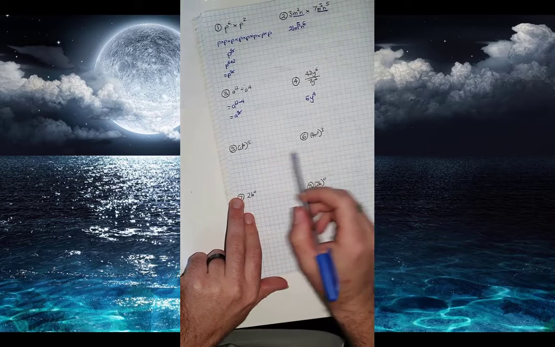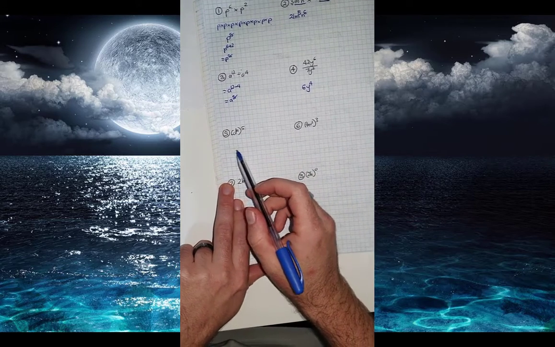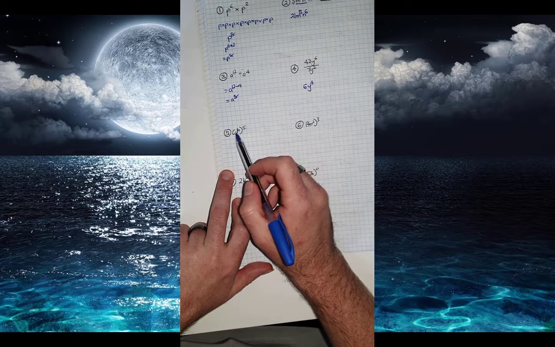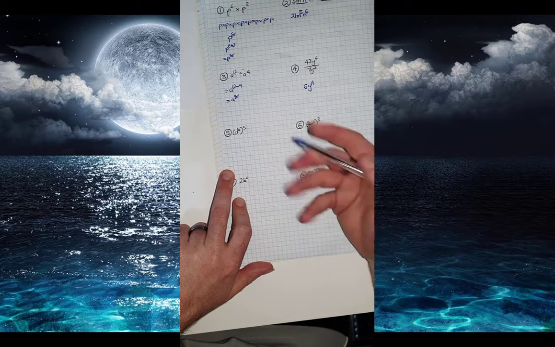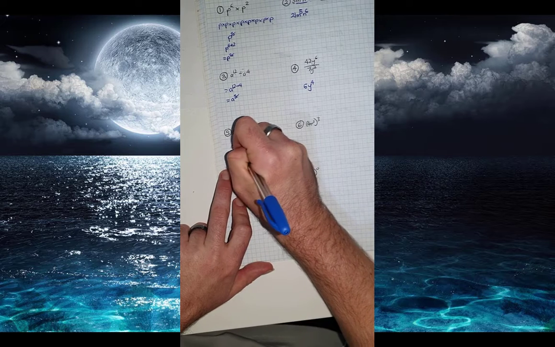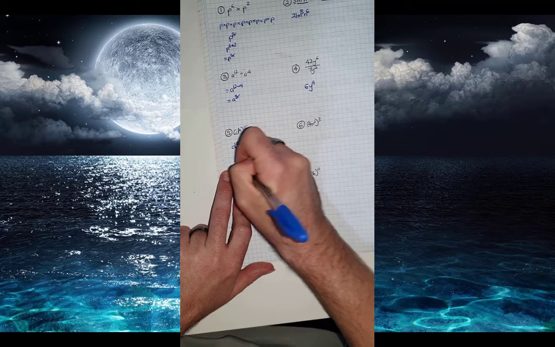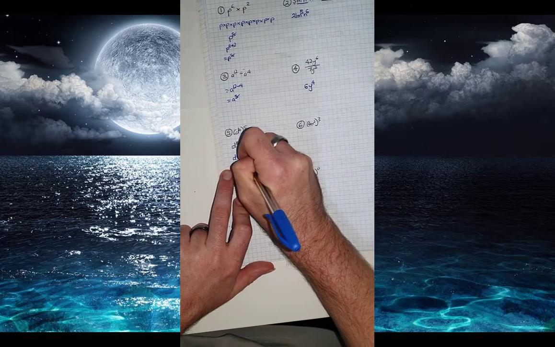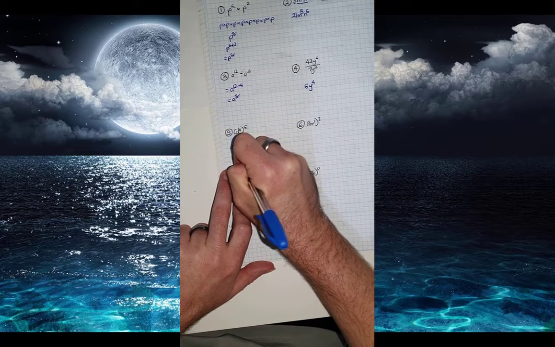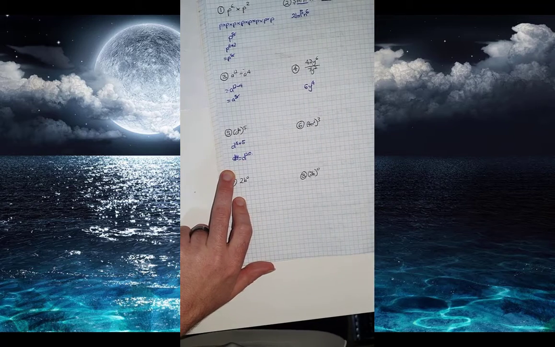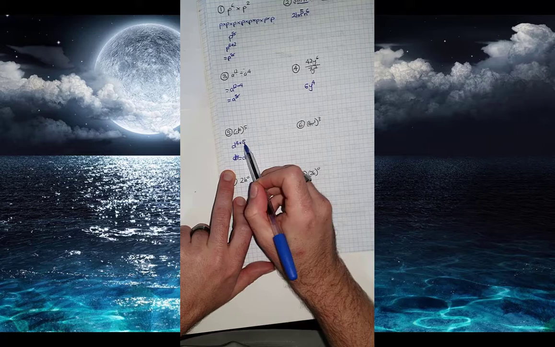Coming down here, our third index law. So d to the power of 4, all to the power of 5. Whenever we've got these brackets, we're multiplying. So d, 4 times 5, that equals d to the power of 20. Why 20? 4 times 5 equals 20.